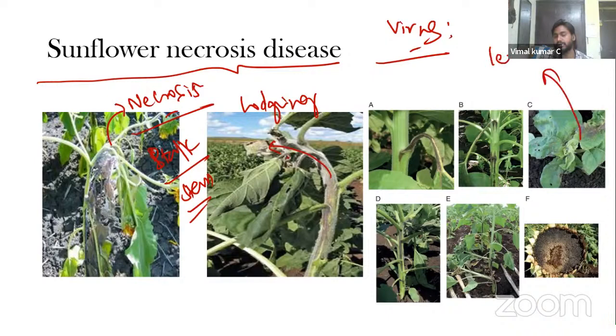On the head also, if it infects very early, the reproductive structures won't be formed, but if it infects very late, the yield will anyway be reduced, followed by necrosis on the head also.